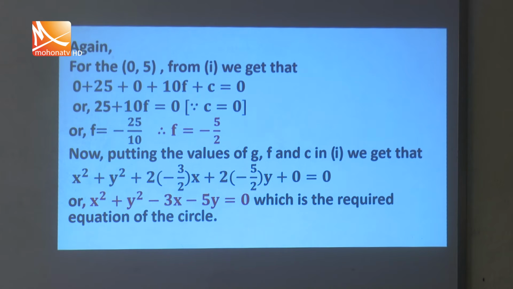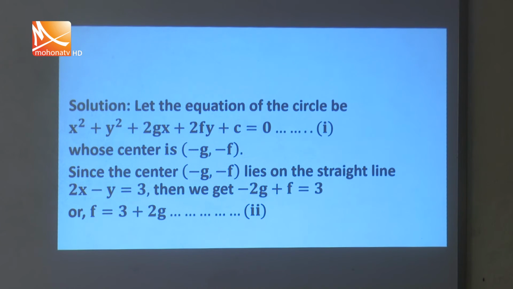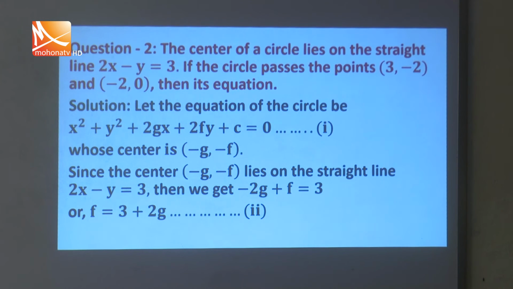Now, I would like to see another question. Dear student, you just see that the center of a circle lies on the straight line 2x minus y equals 3. If the circle passes through the point 3 comma 0, then find its equation.